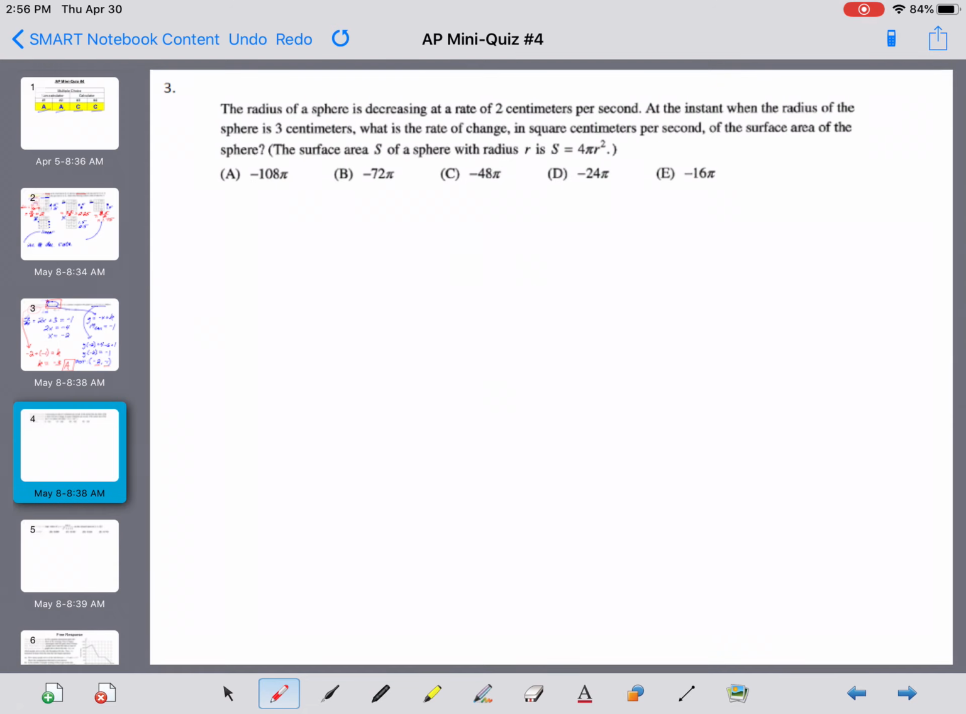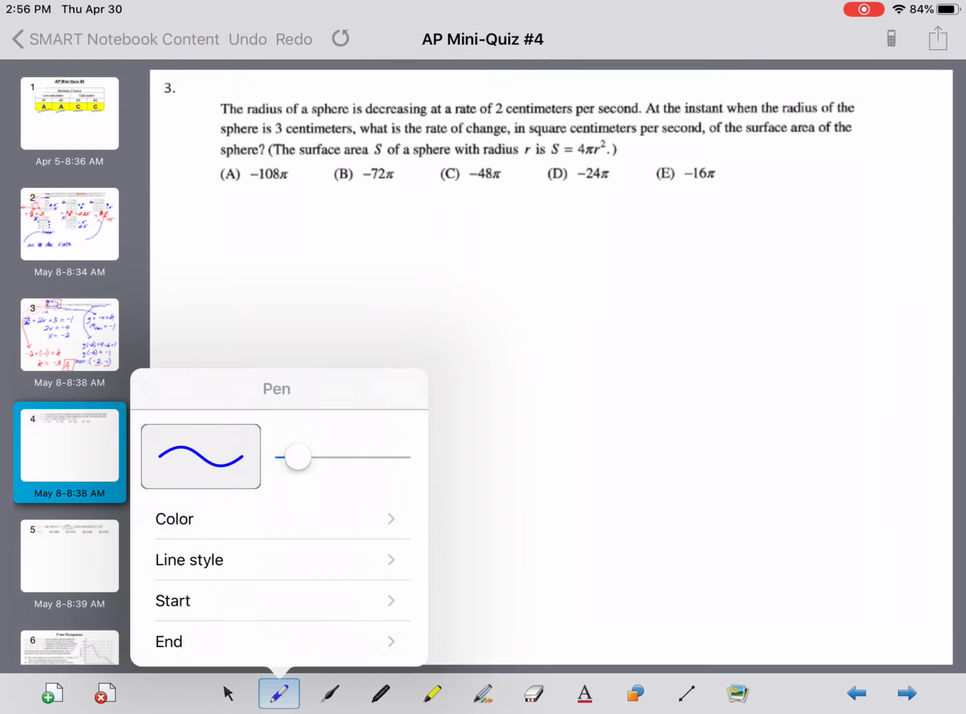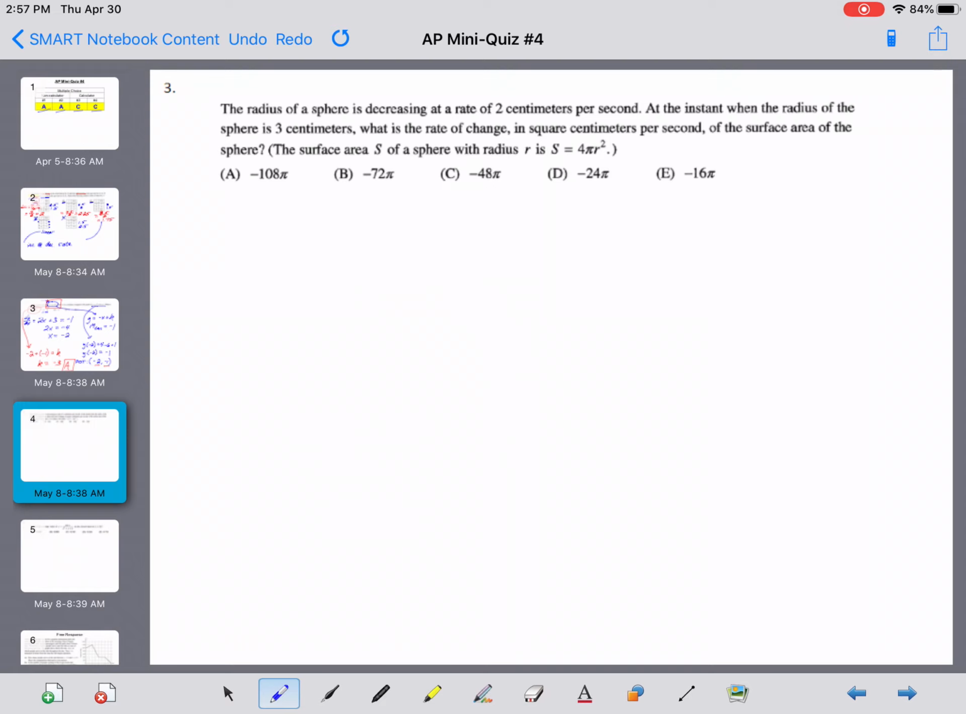Moving right along to problem number 3, getting into the calculator questions right here. Although looking at the answers, I don't see a whole bunch of decimals, so I'm not sure that I'm going to need the calculator here or not.